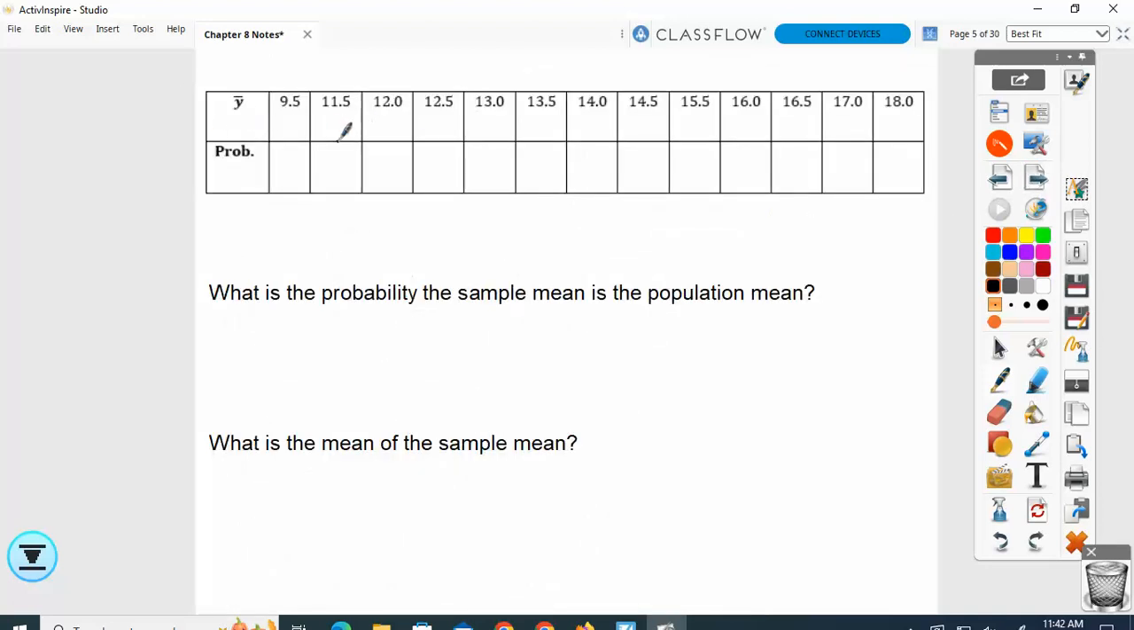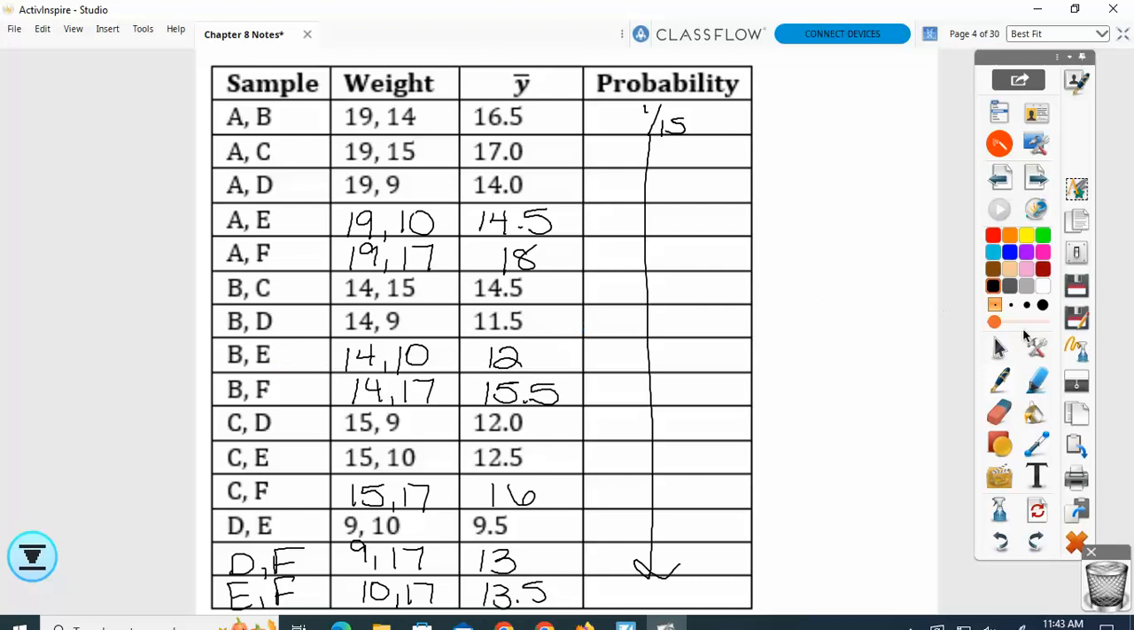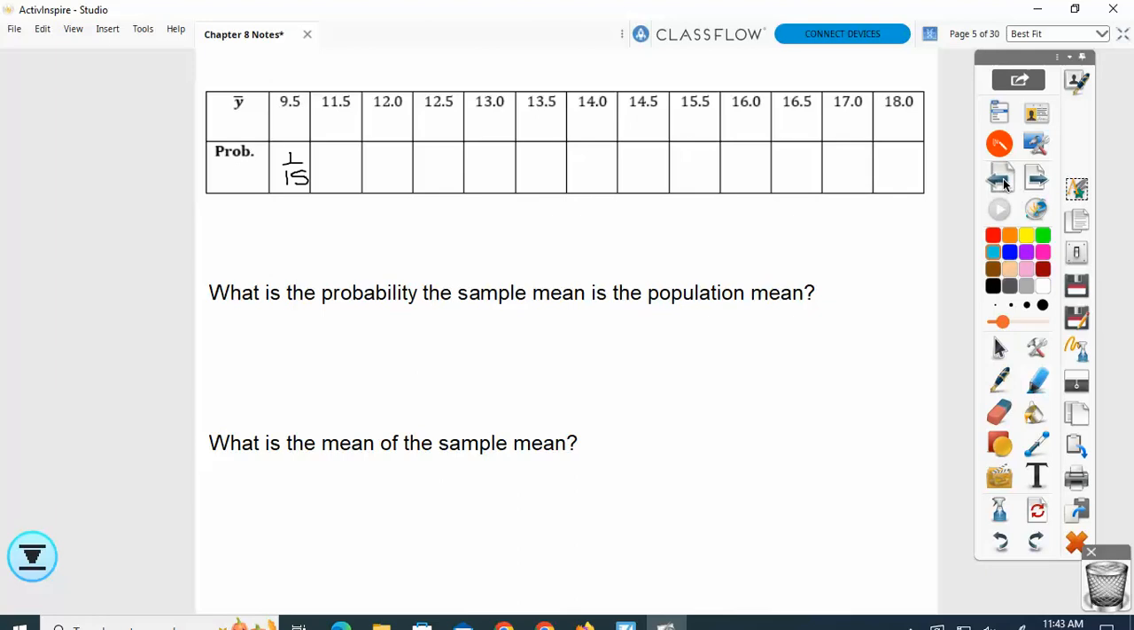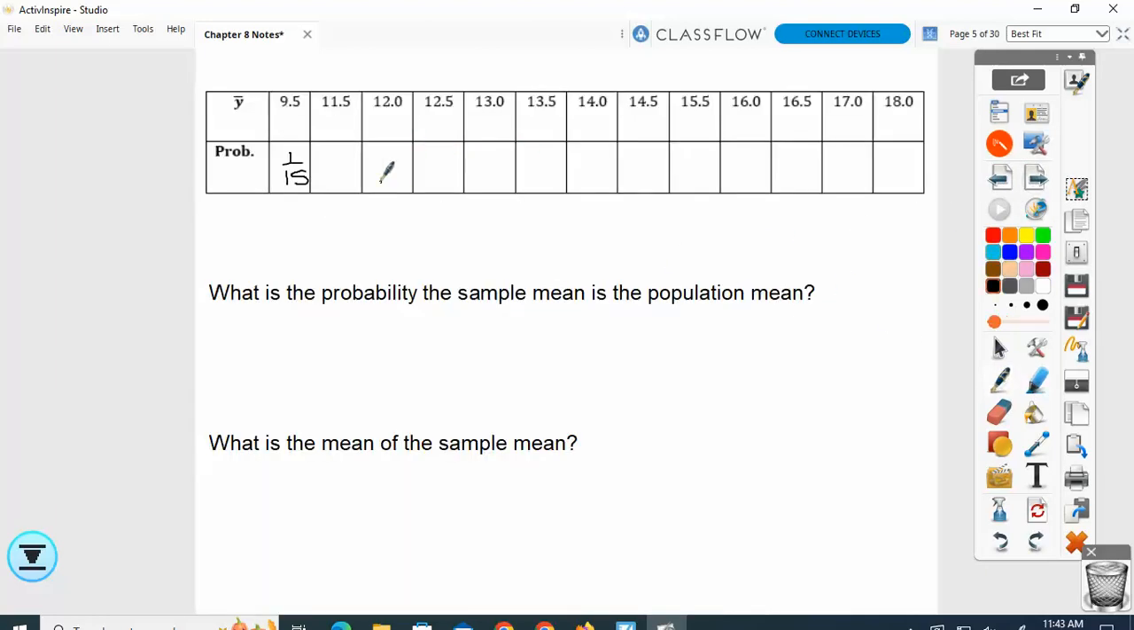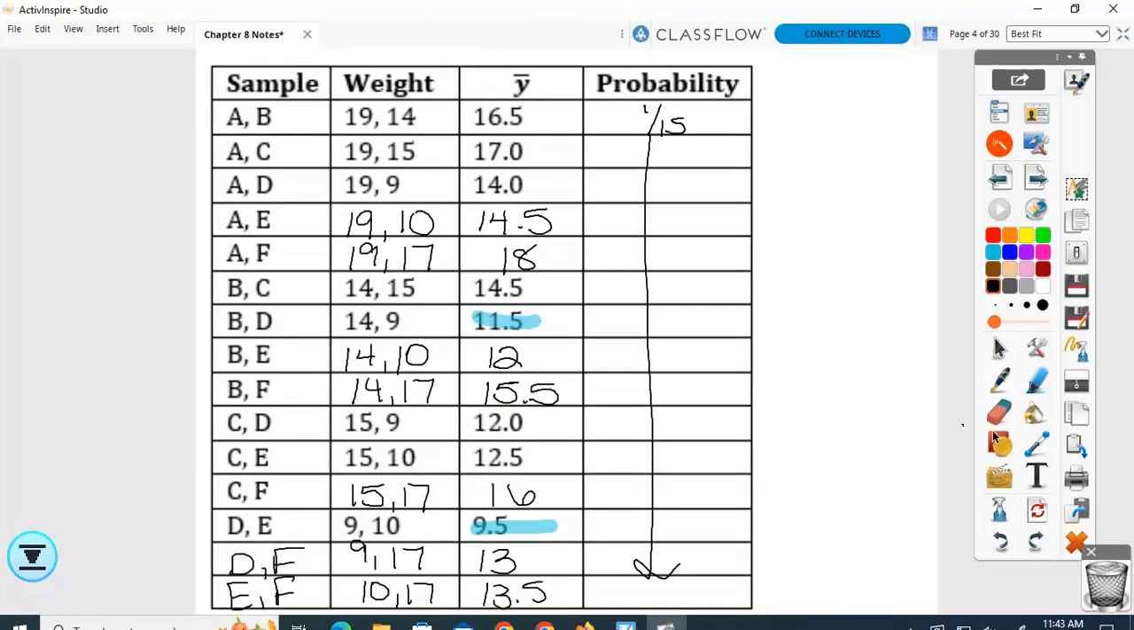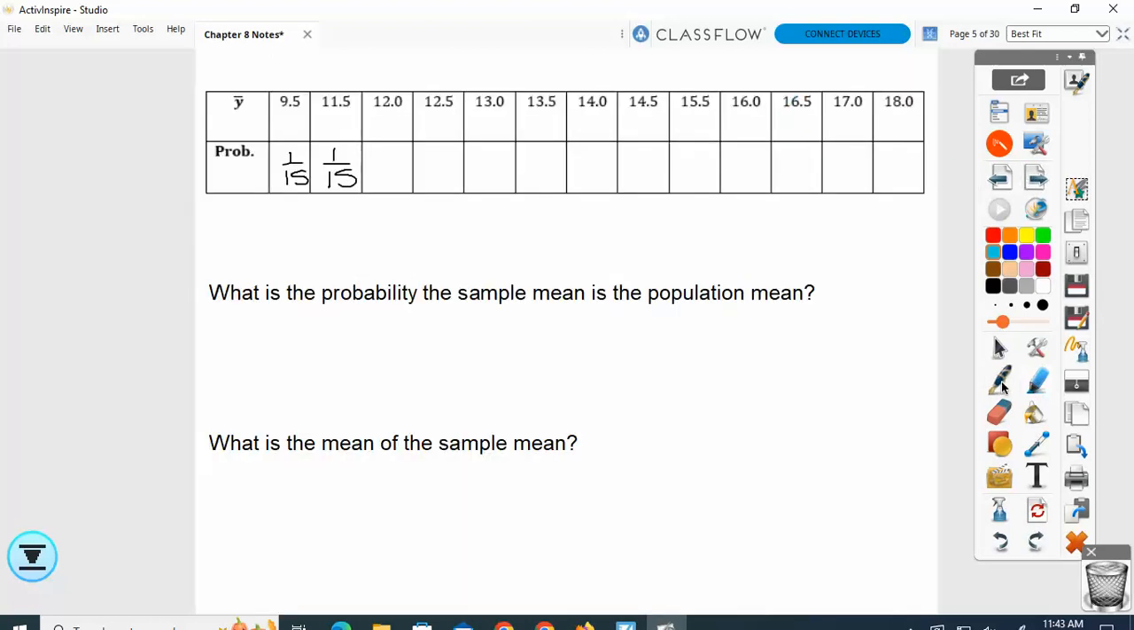Okay, so the actual probability distribution doesn't even have all that information. It just has the sample means and then the probability of each of those. I put them in increasing order here. How many times do we get 9.5 as a weight? 1, so there is a 1 in 15 chance of that. 11.5, we got that 1 time, so a 1 in 15 chance. 12 came up twice, so the probability of getting a sample weight of 12 is 2 in 15.